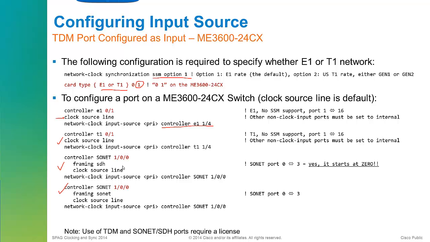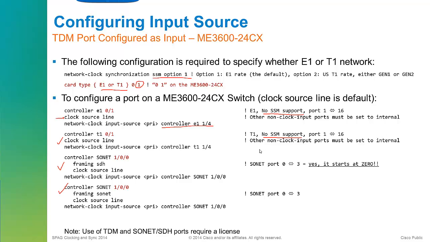Again, we have the advantage and disadvantage. Of course, we could all use the BITS output off the 24CX, but we can use this as well. The disadvantage is that you don't have SSM support. So that's really only the slight downside, but of course you have up to 16 of them.